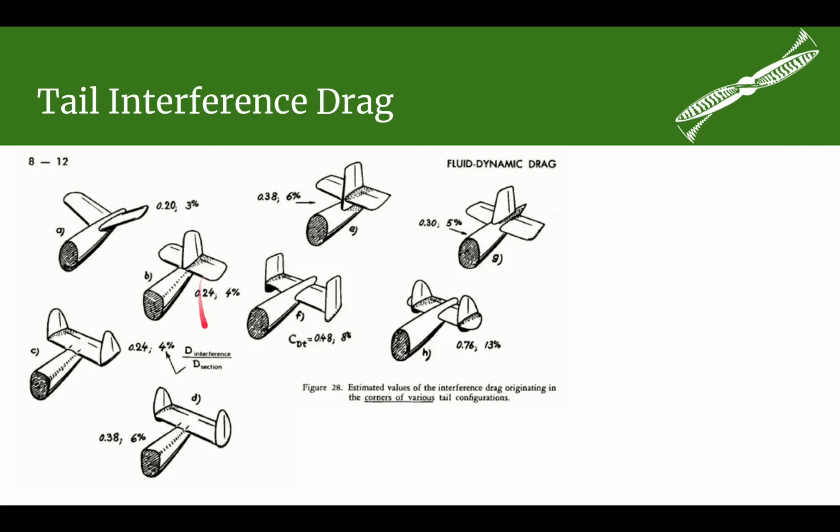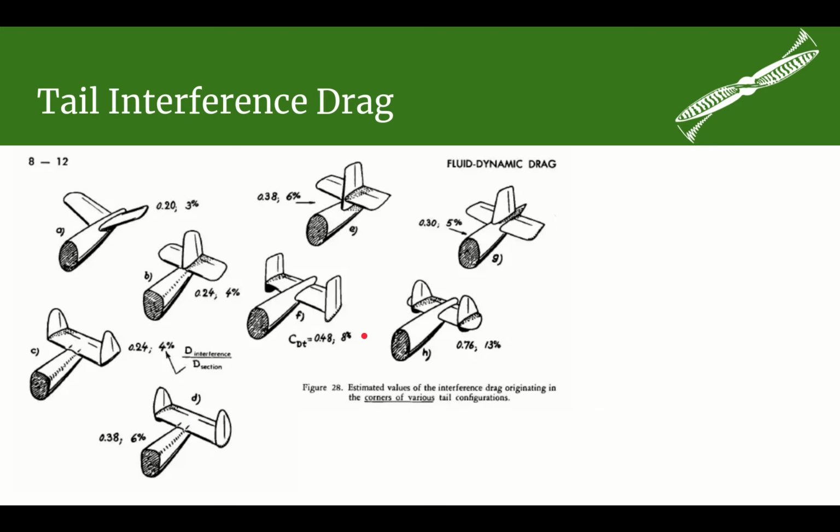Now let's look at some of the twin tail configurations. As you can probably guess by this point, we have a whole lot more intersections here. We have 4 with the fuselage here in the center, and then we have 4 more, 2 on this side and 2 on this side that are fairly sharp. So you might guess that that's a whole lot more interference drag, and you're right. In this case, it's 8% of the sectional drag.